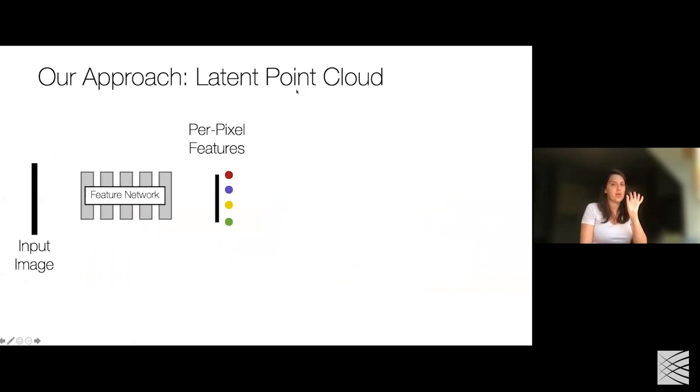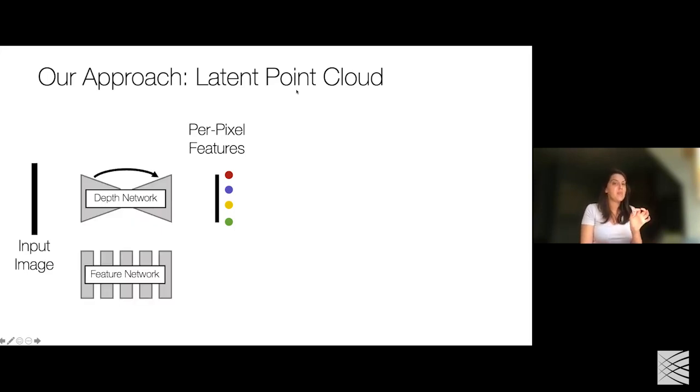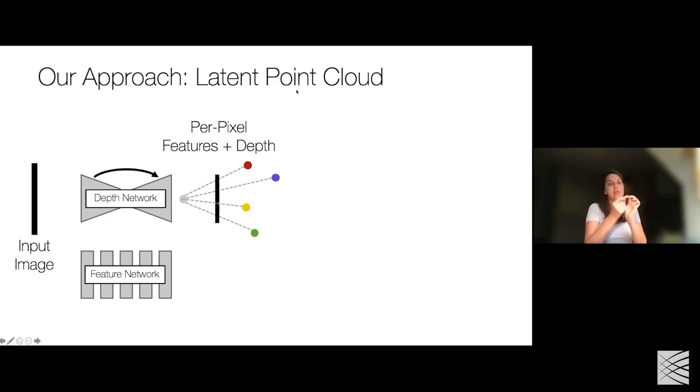This is the image that the network sees of the scene. And we're going to have a deep network, which will extract features for every pixel of the input image. And a depth network, this is going back to what someone said about predicting depth. So this depth network will now place all of these pixels, along with their features extracted from the feature network, in the 3D scene based on the depth prediction.